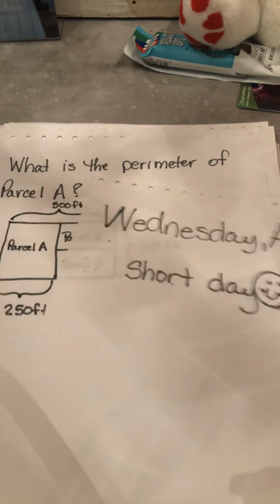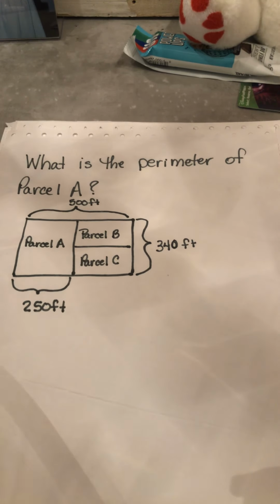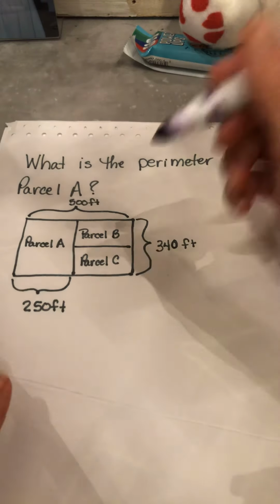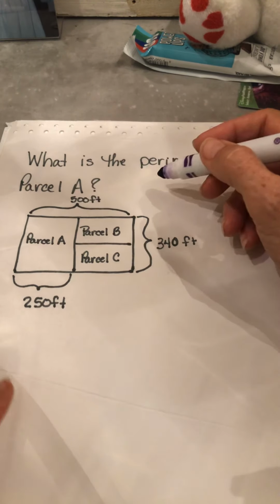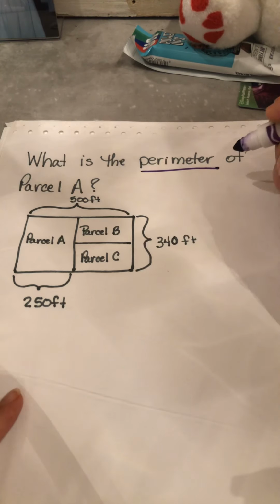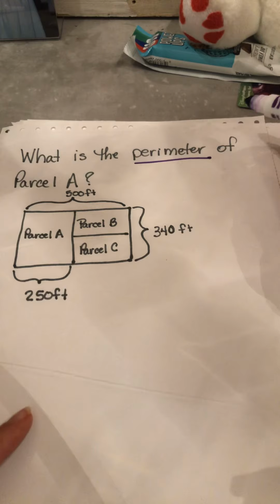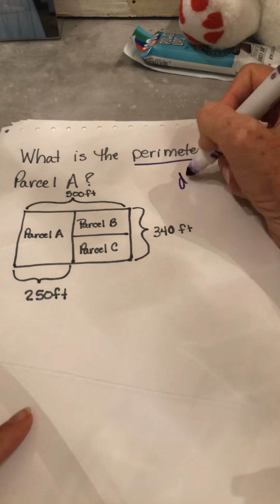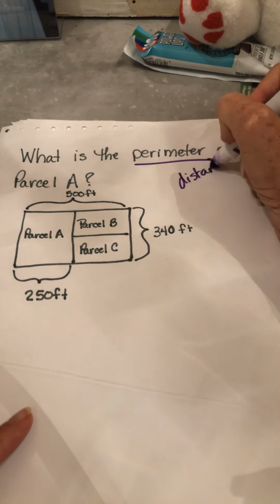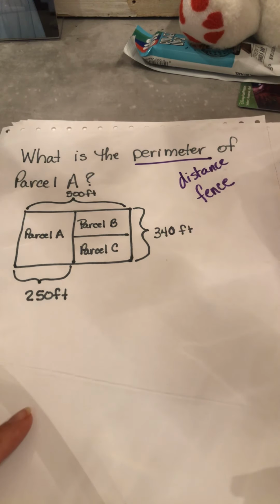Okay, so here we go. This should look familiar to you because this was a question on one of your quizzes. What is the perimeter of parcel A? Okay, so right away it says perimeter. That was kind. The GED probably wouldn't say something so nice. They might say, what is the distance around? Or how much fence do you need? Those are common things for asking a perimeter question.